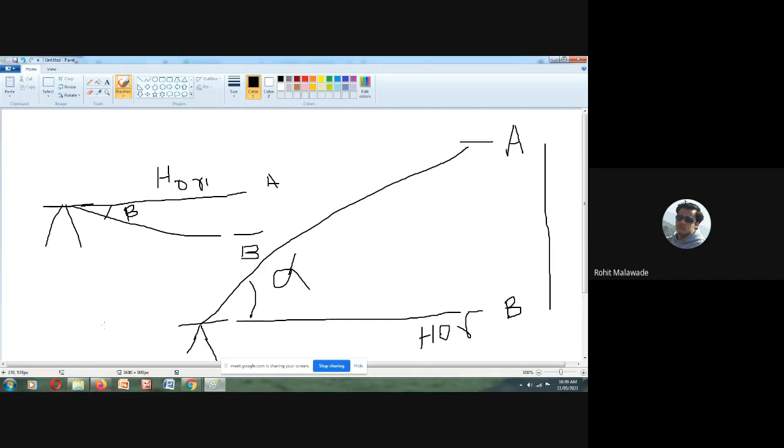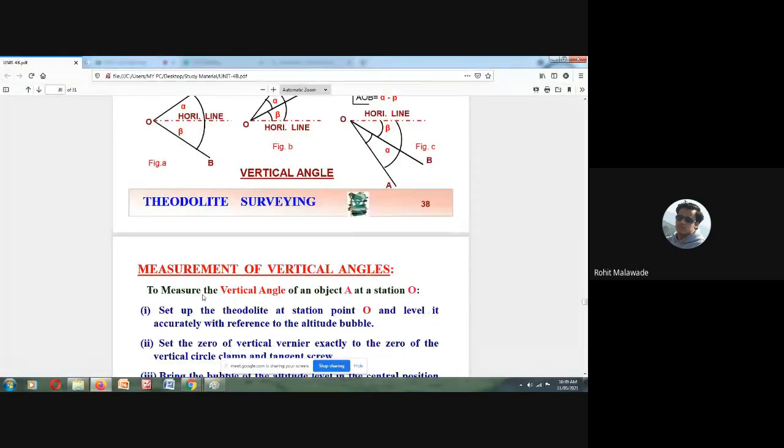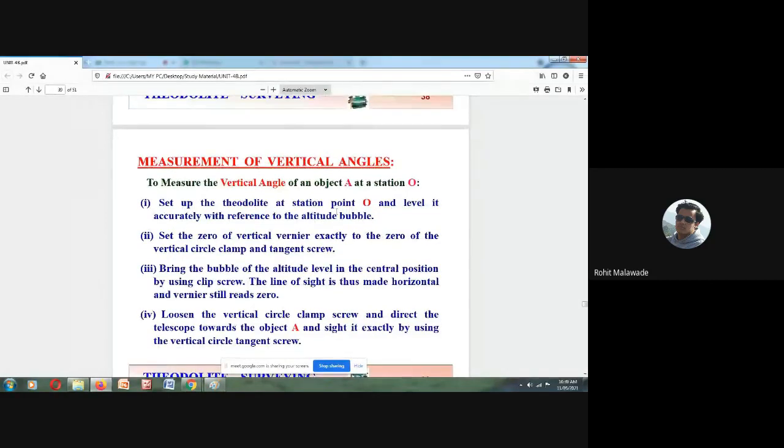Is it clear? Yes, sir. Okay, so we'll go ahead. I hope what is inclination, what is elevation, is clear. Now we will see the measurement of the vertical angle.